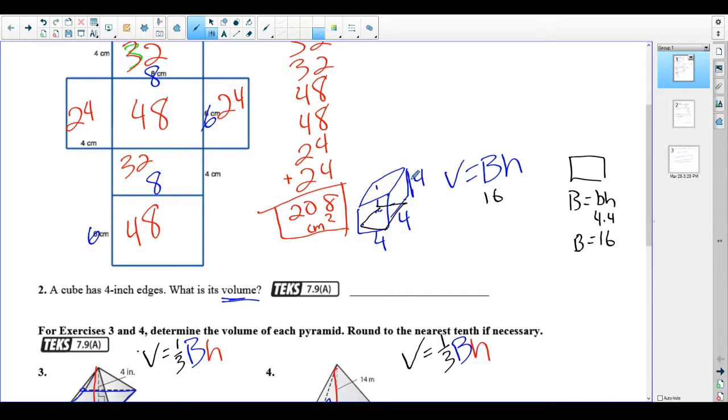And then since it's a cube, everything is 4, so the height is also 4. Our volume is just 16 times 4, or 64 inches to the third power. Okay? That was number 2.